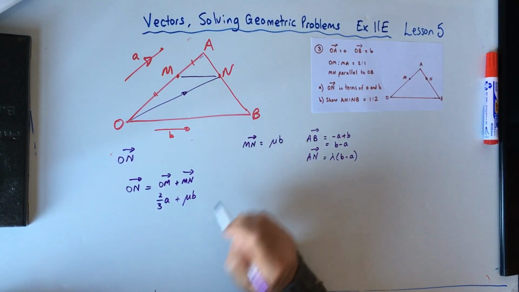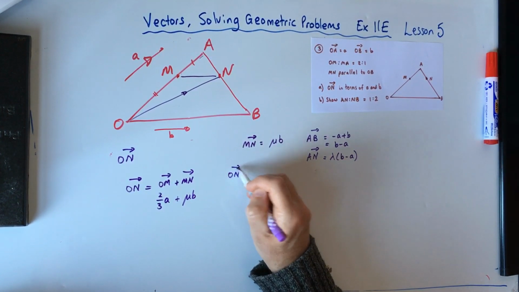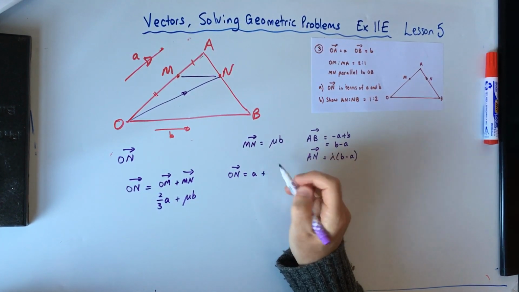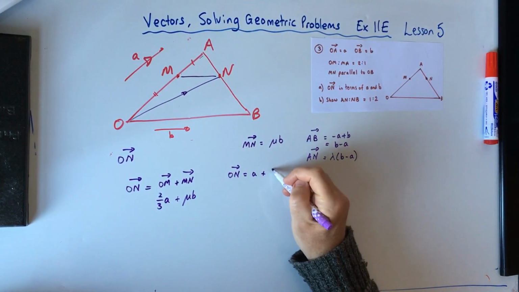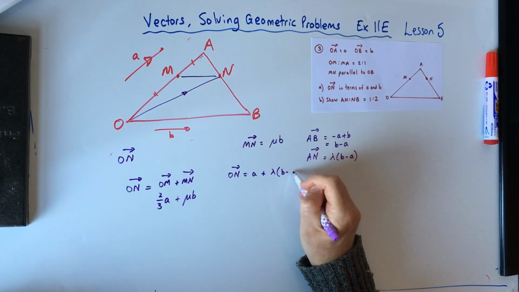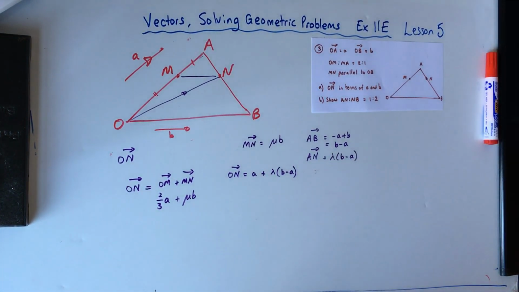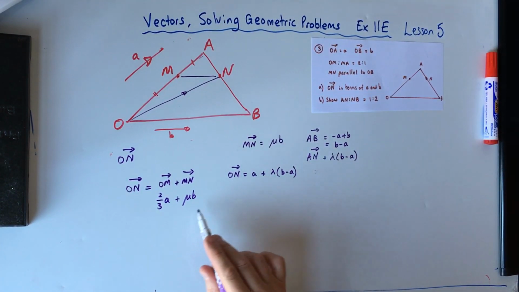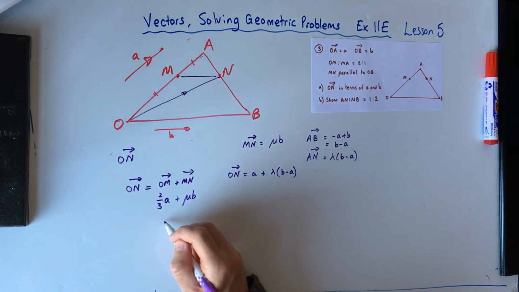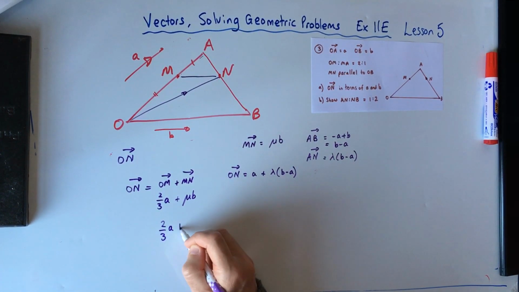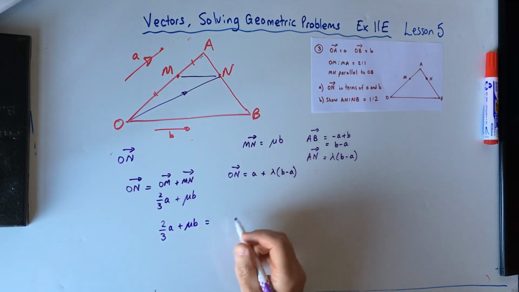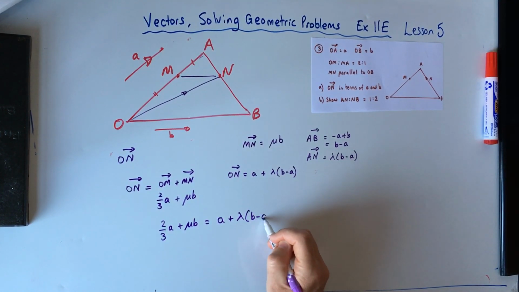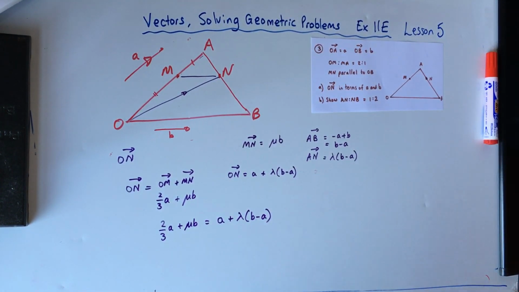But I could say that ON, let's go right to the top, so that is an A, plus that bit AN, which is lambda of B minus A. Okay, so I've got it two different ways, and because I've got it two different ways, I can now say that 2/3 of A plus mu B is equal to A plus lambda B minus A, can't I? Okay, I can say that.